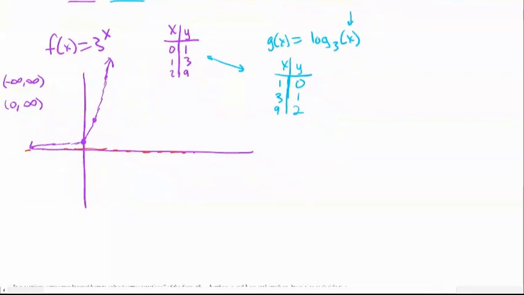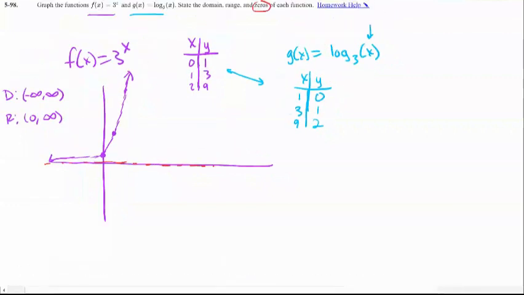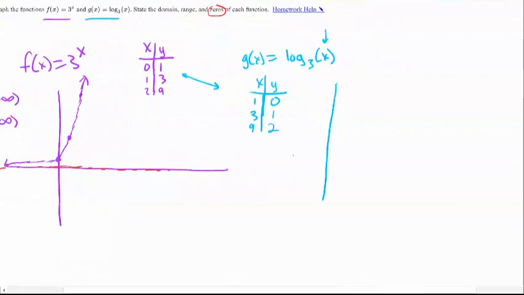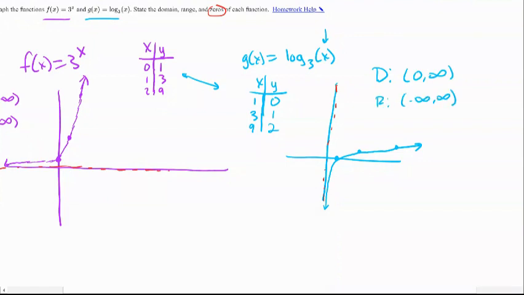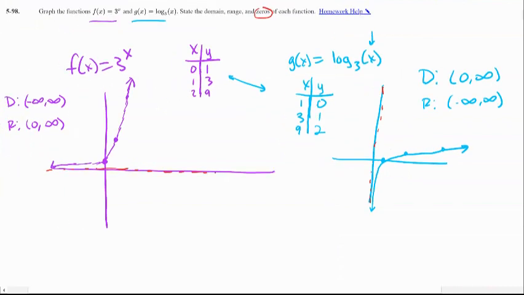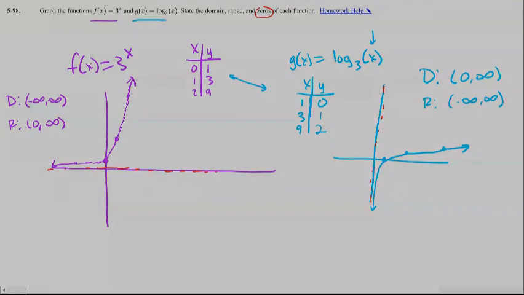So when I graph these, I'll just go to the right here. I now have a vertical asymptote at x equals 0. And when I plot these points, 1, 0, 3, 1, 9, 2, I see that my function looks like this. Now the domain on this one goes from 0 to infinity, and my range now becomes all real numbers. So the domains and the ranges of these two functions have flipped.